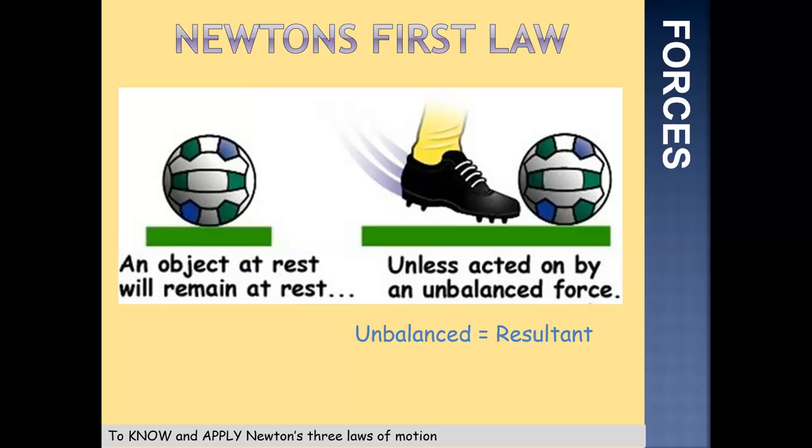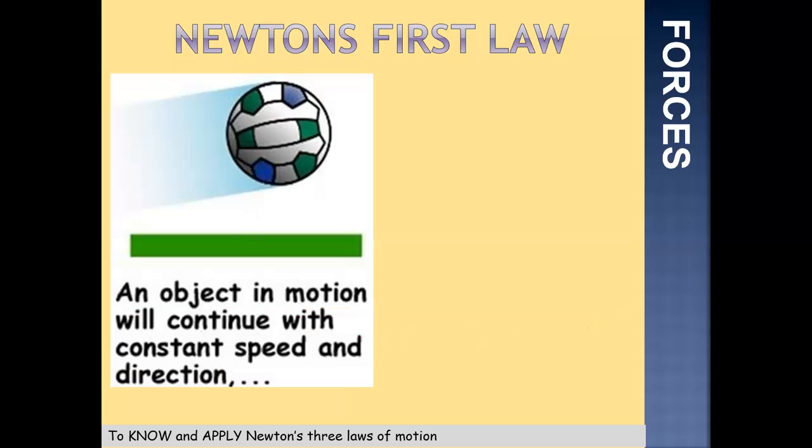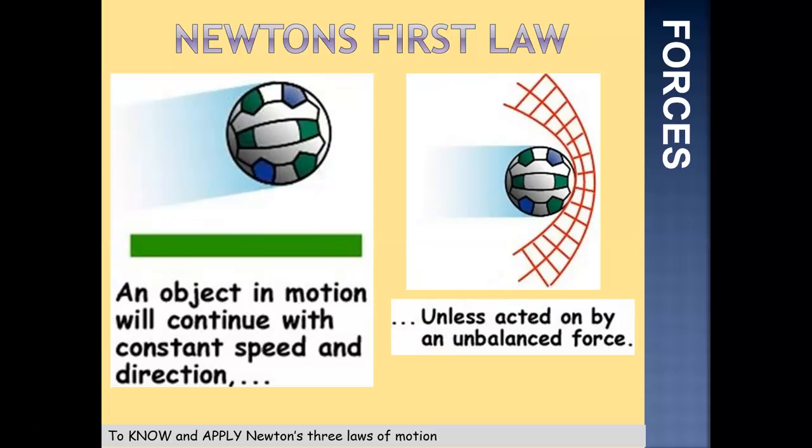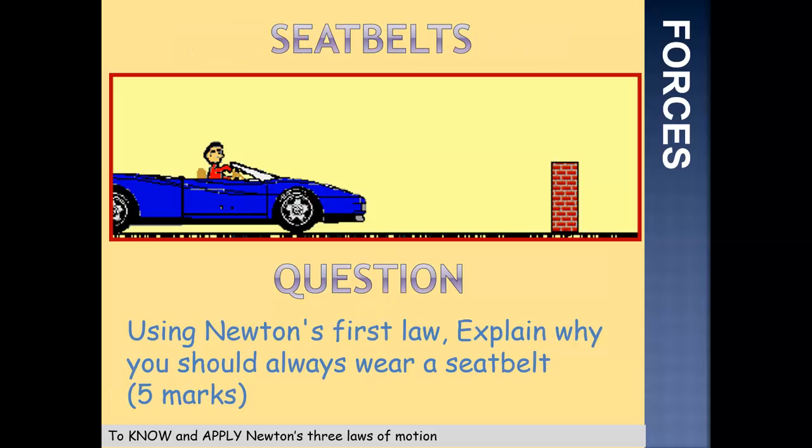When we get an unbalanced force, we get a resultant force. That resultant force causes movement. We've said earlier, forces are something that cause change. They cause a change in the movement of an object. And in this case, the resultant force will do so. An object in motion will continue with a constant speed and a constant direction, unless it's acted on by an unbalanced force. In this case, the football hitting the net provides a backward force to that.